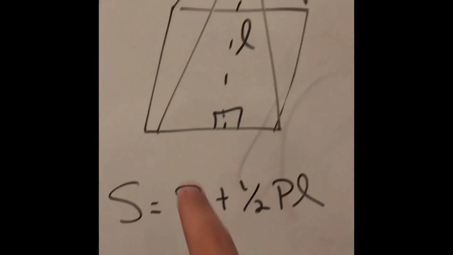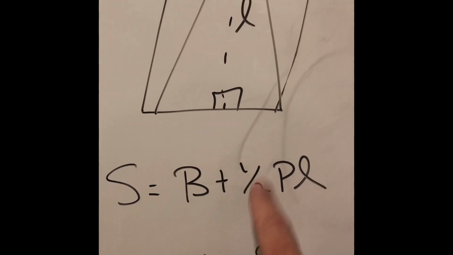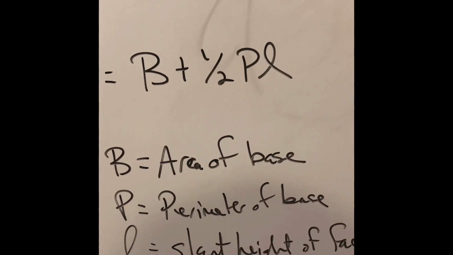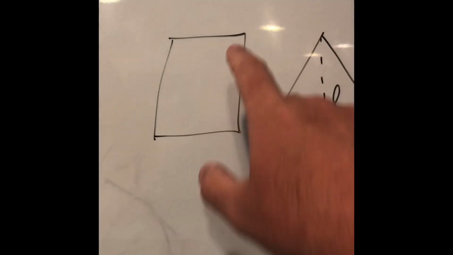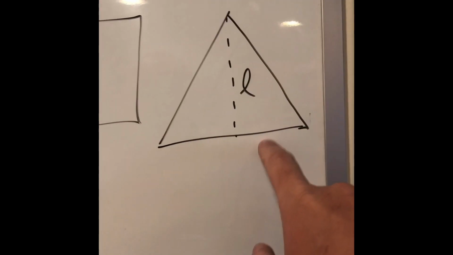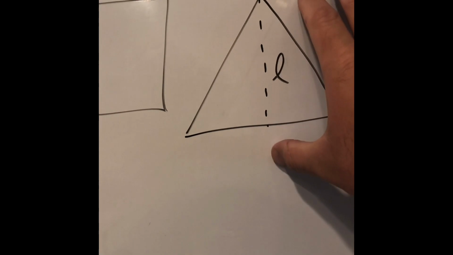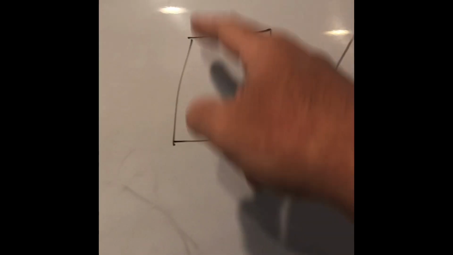So again, surface area of a pyramid is the area of the base plus 1/2 the perimeter of the base times the slant height. B is the area of the base, P is the perimeter of the base, L is the slant height of the face. So for each of those, find the area of the base, whatever it may be, and then find the area of one of the triangles. When you get that area of the triangle, you then have to multiply by how many triangles there are, which is how many sides there are in the base.